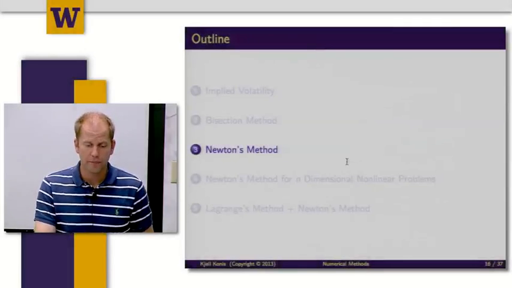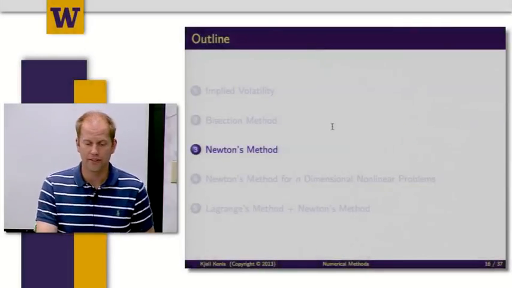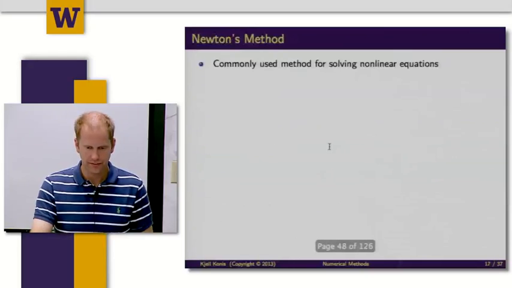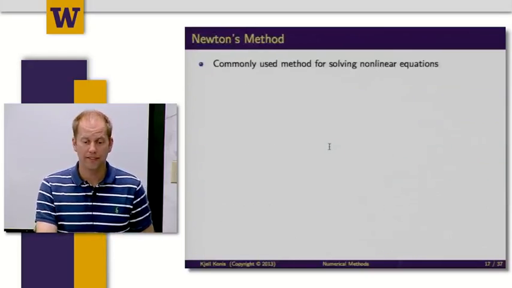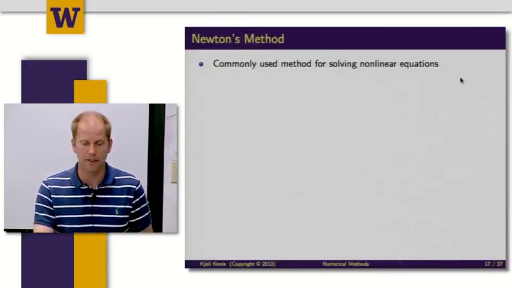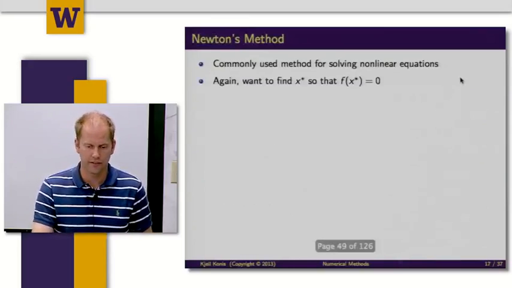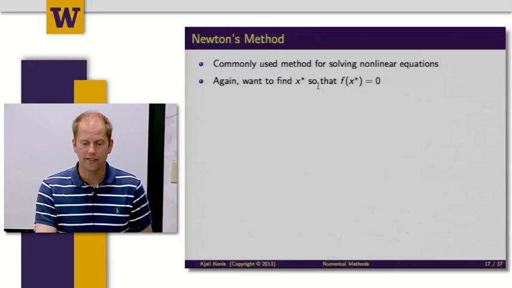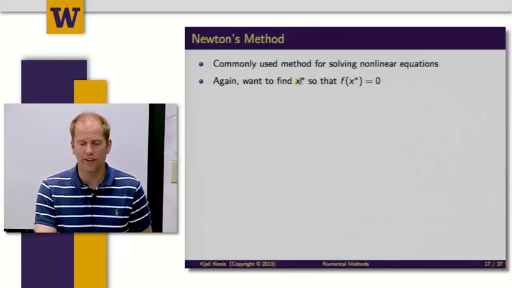So for the third topic, we'll look at Newton's method, which is trying to solve exactly the same problem that the bisection method is trying to solve. And it's probably a very commonly used method for solving nonlinear equations, maybe the most commonly used. In general, I want to find a value x star so that f of x star is equal to 0.